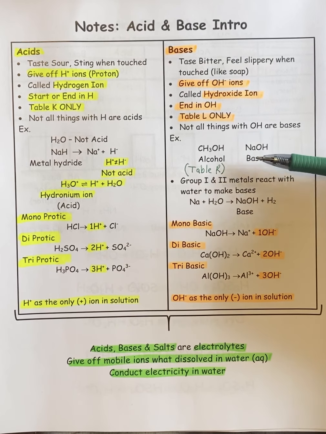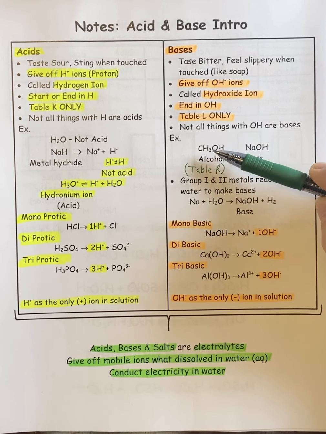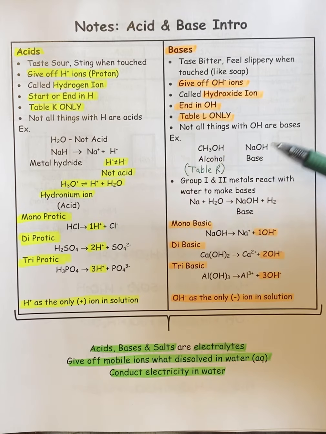What is the main difference between these two? What makes something a base and what makes something not a base? It's actually really simple. When NaOH goes into water, the OH pops off as an OH minus. When CH3OH goes into water, the OH stays on. And it's really because the bond between the Na and the OH is ionic, so it will dissociate, whereas the bond between the OH and the rest of the molecule is covalent in alcohol, and it won't.